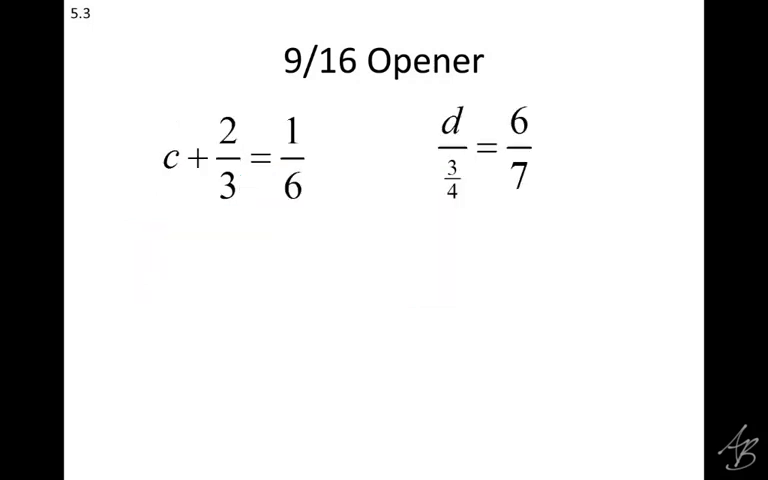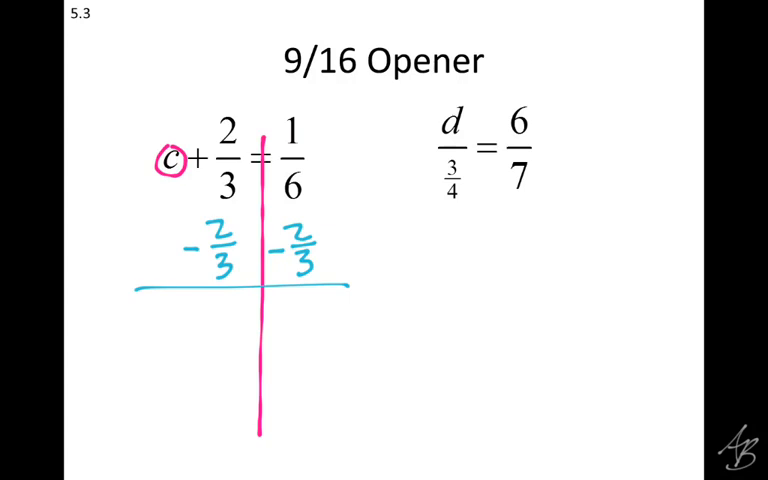All right. Got 2 with fractions here. So on the next one, we want to get the c by itself. So how am I going to get that c by itself? What do I do? Subtract what? Subtract 2/3. All right. So just underneath, we'll write -2/3. Got to do it on both sides. On the left side, the 2/3 cancel each other out, which leaves us with c.